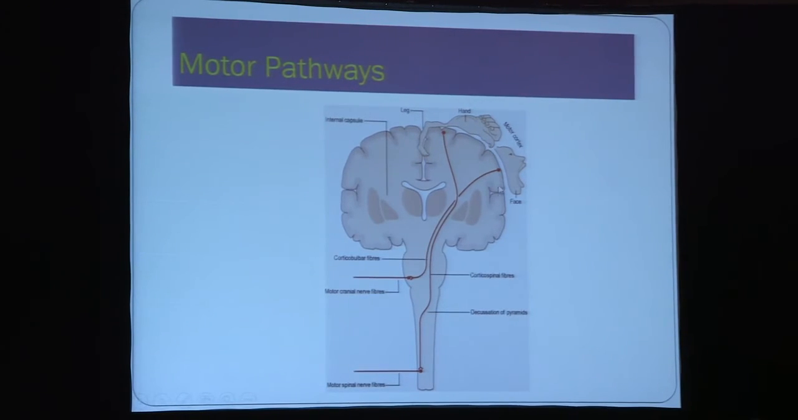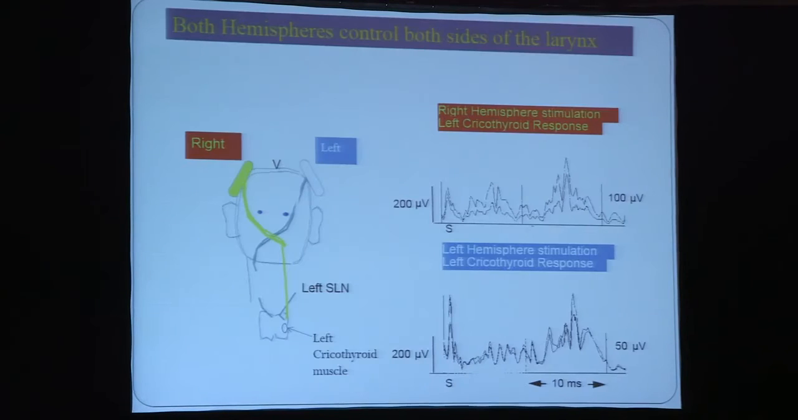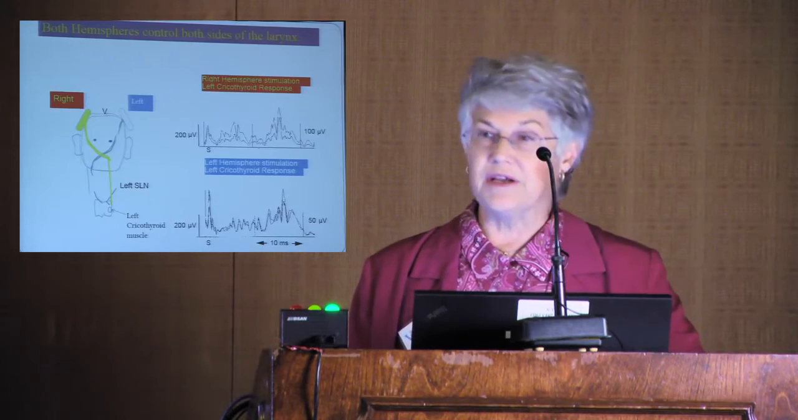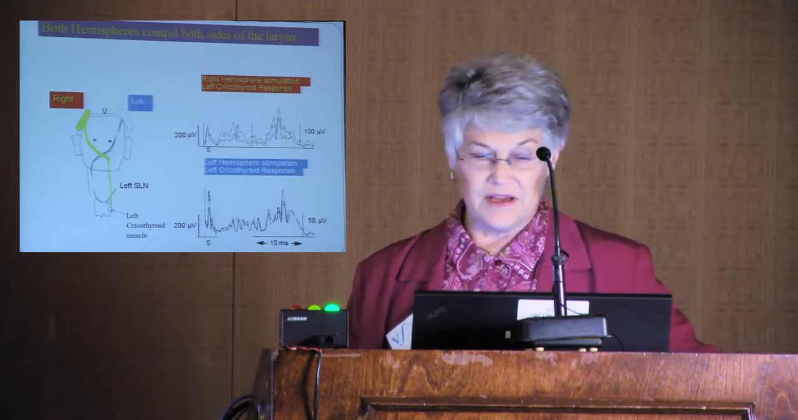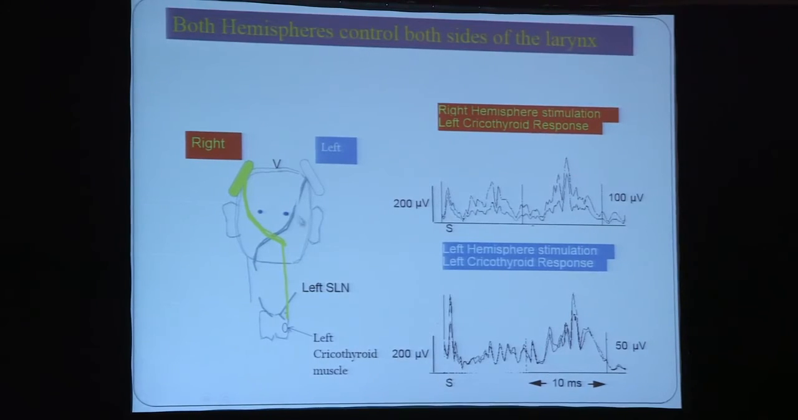However, there is something different about the larynx and some of the facial muscles, in that both hemispheres have input to both sides of the larynx. That is, I have an ipsilateral downward control from the right hemisphere and a contralateral downward control. So if I'm looking at my left cricothyroid muscle on the left side of the larynx, that muscle can be activated by stimulation either on the right side, the contralateral side, but also on the left side, which is the ipsilateral side.